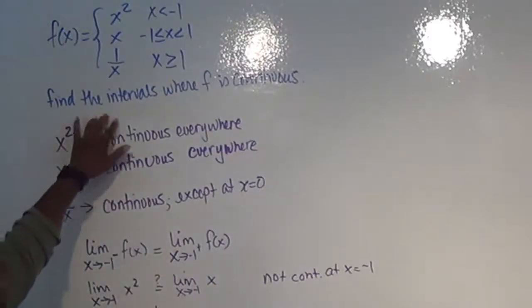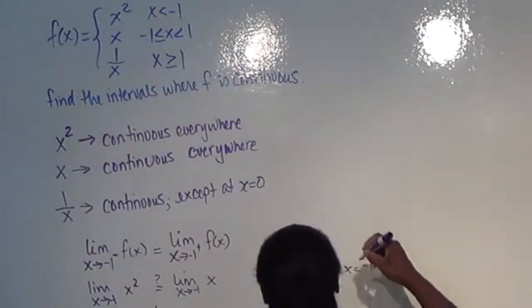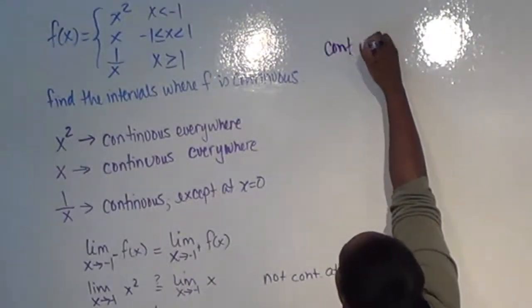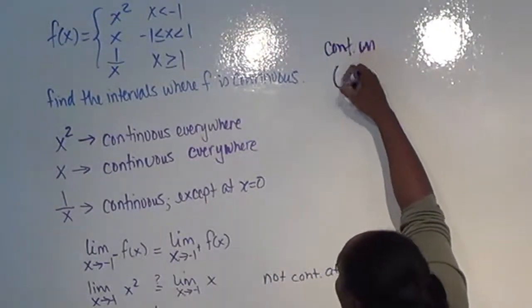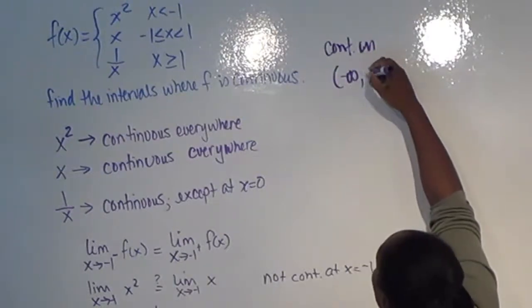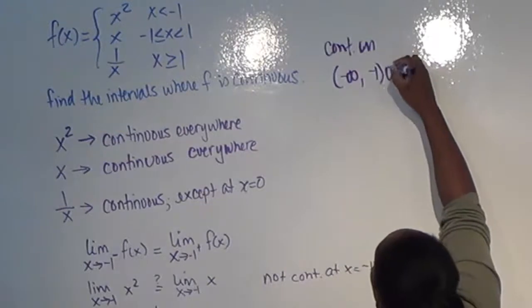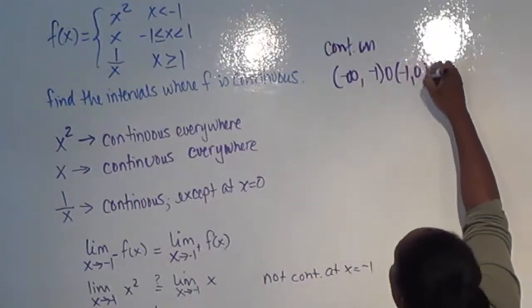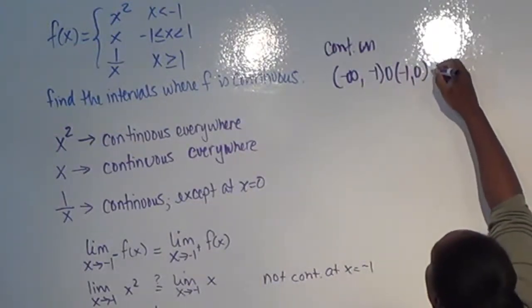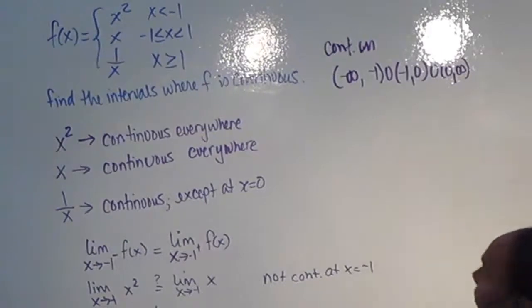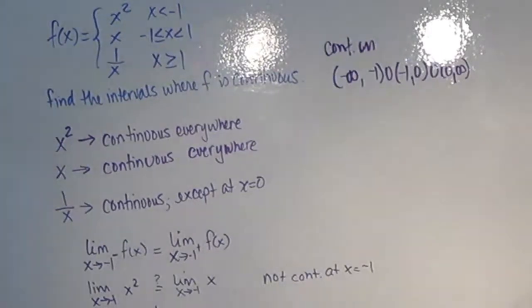So to find our intervals, it's continuous on the interval from negative infinity up to negative 1, from negative 1 to 0, from 0 to infinity. Okay, so just not including those 2 points that we found.